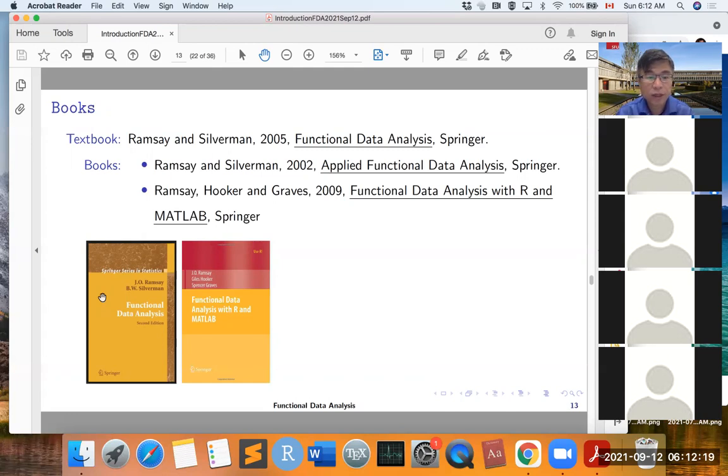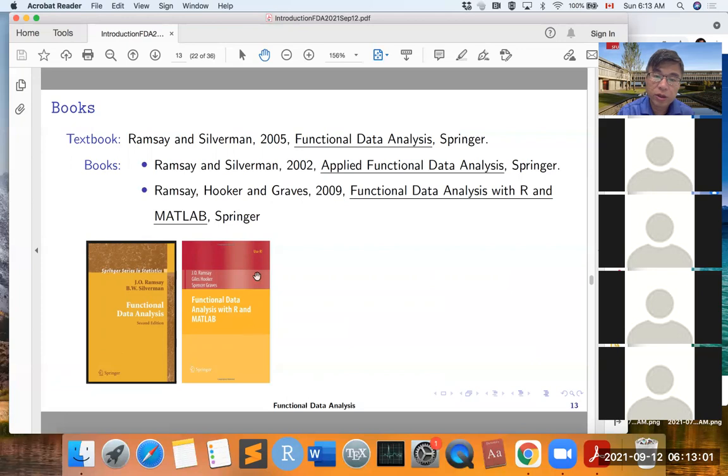Another book I highly recommend is the more recent book by Ramsay, Hooker, and Graves, published in 2009, Functional Data Analysis with R and MATLAB. This is a smaller, shorter book. The nice thing about this book is that it provides the R and MATLAB code for all the examples and graphs in the book. If you want to learn some details about R code, I recommend you read this book.